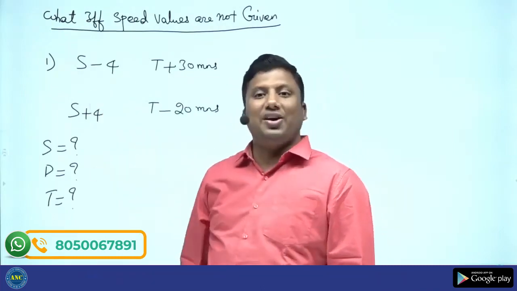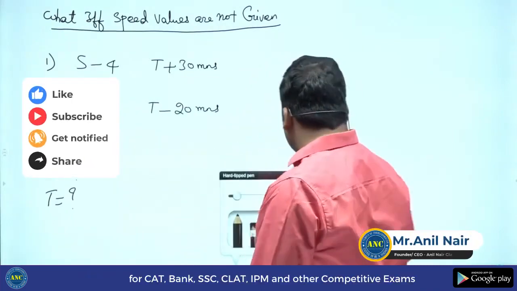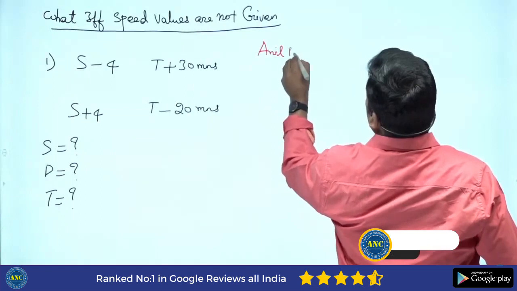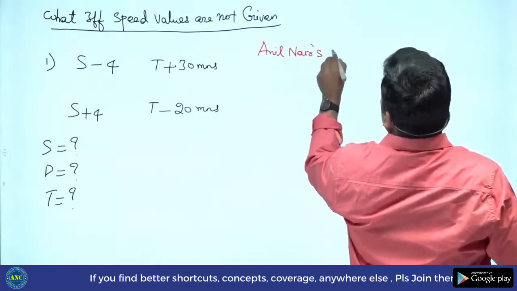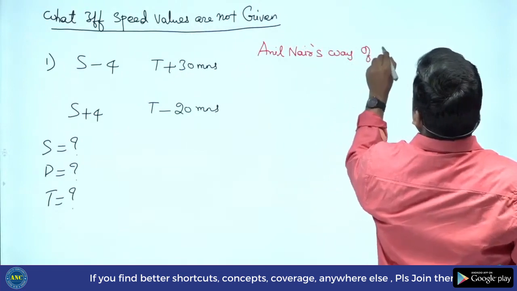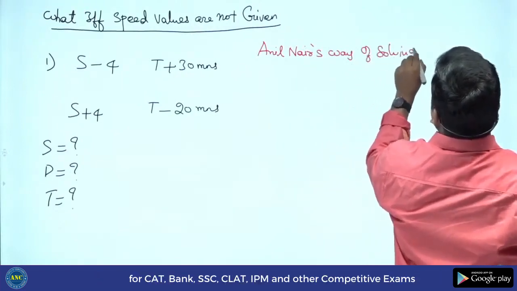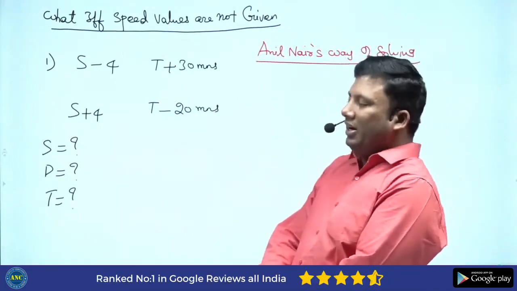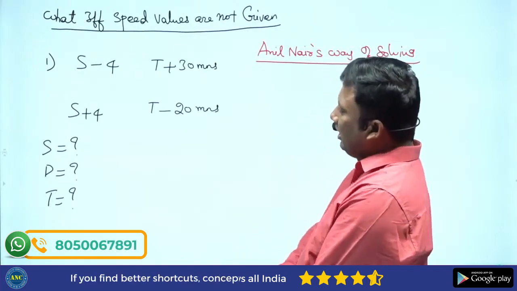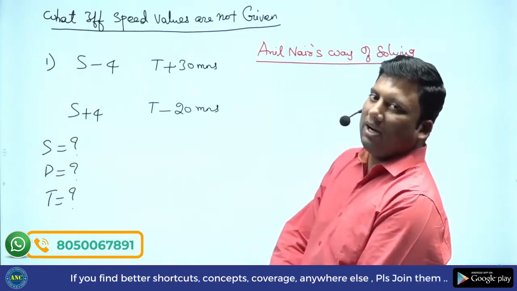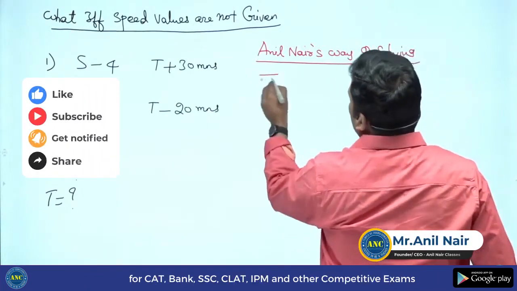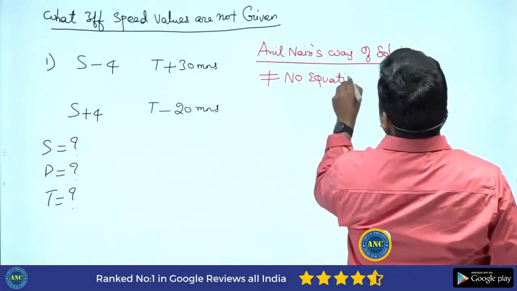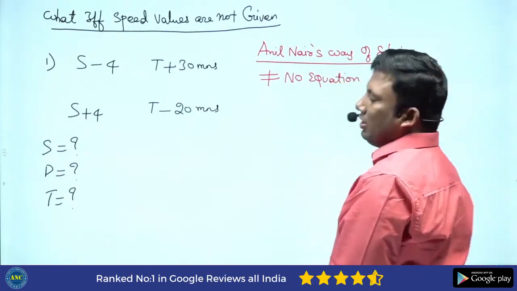Here the speed ratios you cannot determine. Now how to solve this question? Listen carefully, sir. Listen carefully to Anil Nayar's way of solving the question. How will I solve the question? Within 2 or 3 problems, you will solve this question in less than 30 seconds. Listen carefully, sir. Speed decreased by 4, time increased by 30. Speed increased by 4, time decreased by 20. No equations. There are no equations.